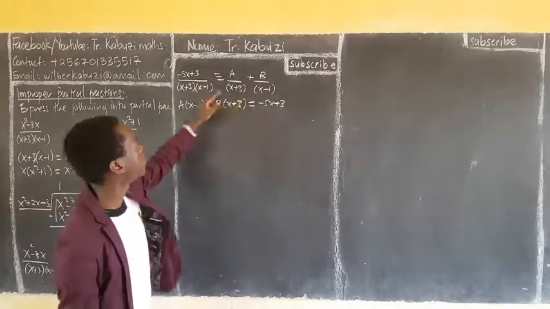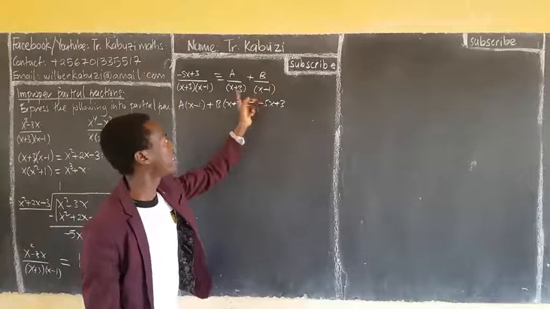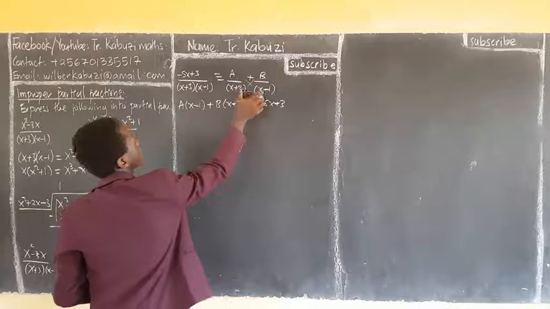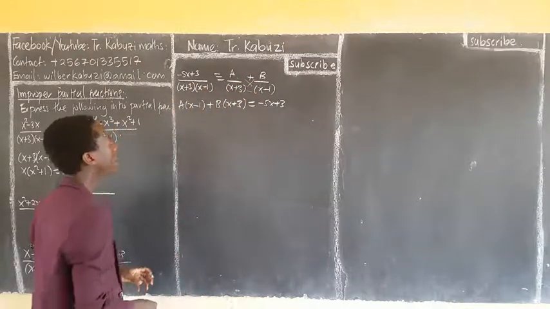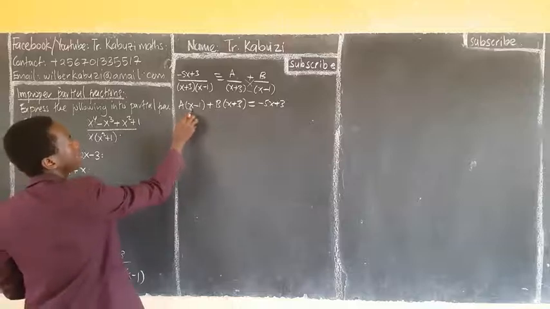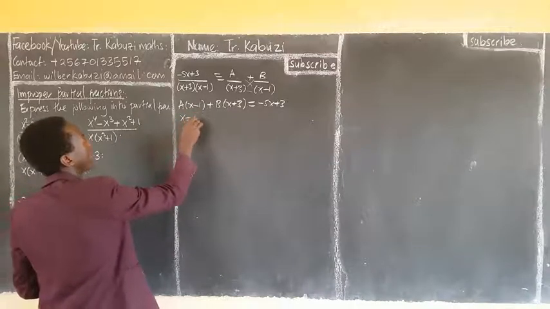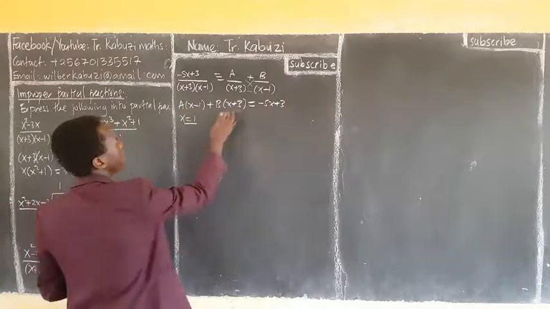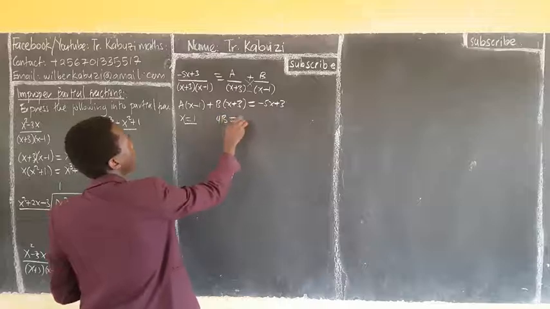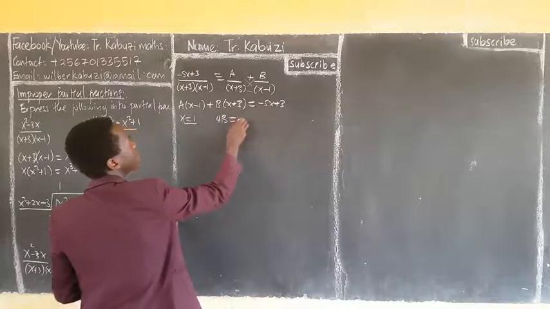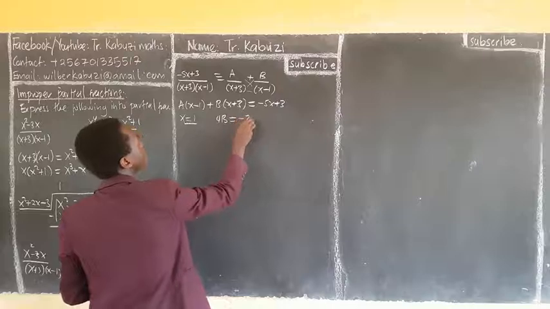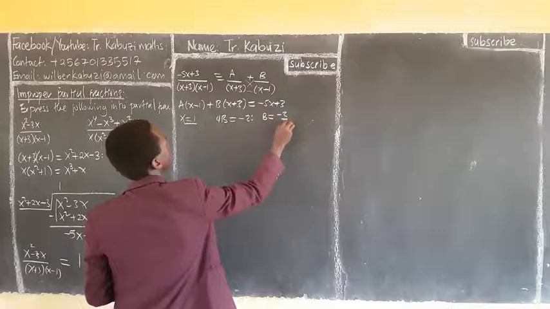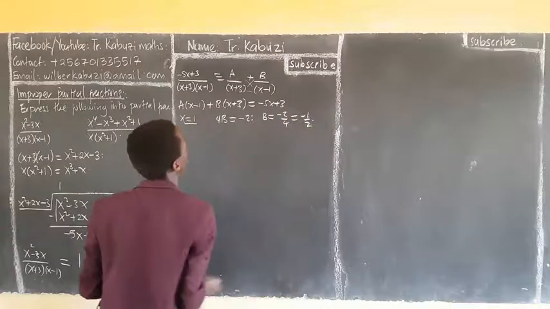Why? Because if I multiply these two, this will cancel with this after cross multiplying. So I said when x is 1, this bracket will go to 0. I'll be having here 1 plus 3, it will be 4B, equaling, when I put here 1, negative 5 plus 3, which is negative 2. From here, my B will be negative 2 over 4, which is negative a half.